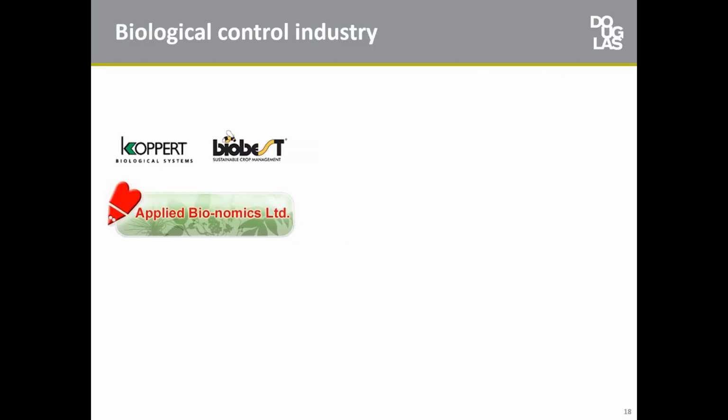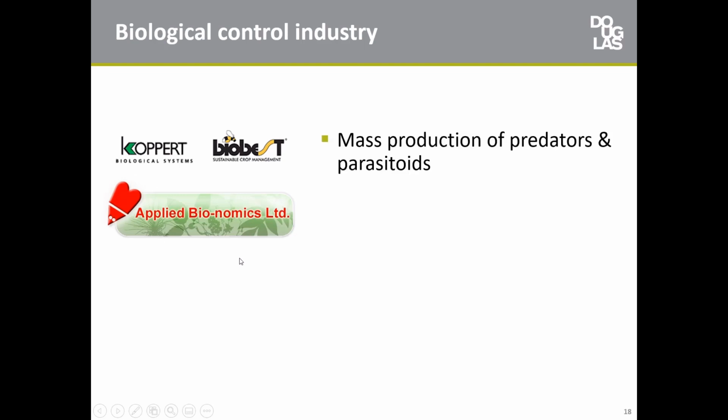So there is, as I was implying, a biological control industry that exists. There's three companies here that operate in BC, Koppert Canada, Biobest Canada, subsidiary of a Belgian company, and our own homegrown British Columbia company, Applied Bionomics. All these companies mass produce predators and parasitoids for sale to farmers and homeowners.